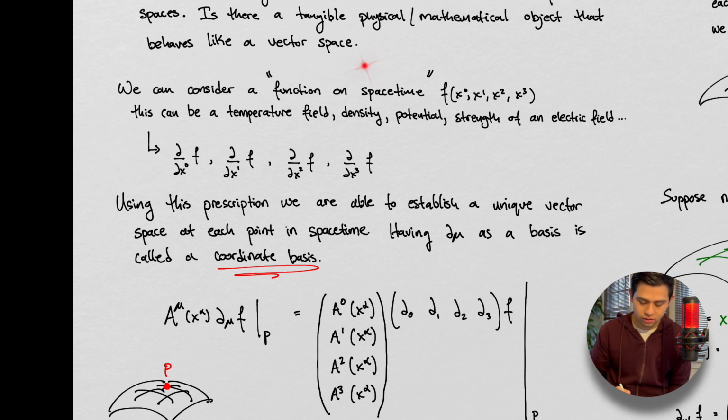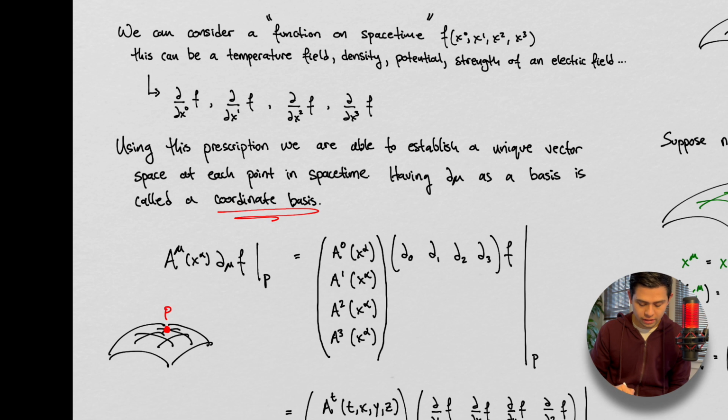So these are functions on spacetime, and they're functions of four independent variables: x0, x1, x2, and x3. Each one of these corresponds to time, the x direction, the y direction, and the z direction. If we have a function on spacetime, we can take derivatives of that function as well. So here are those derivatives. We could take a derivative with respect to time, or with respect to any spatial dimension.